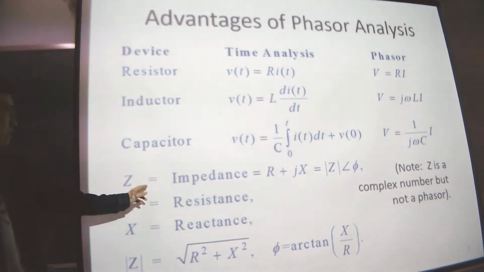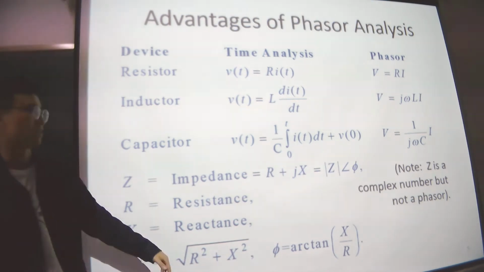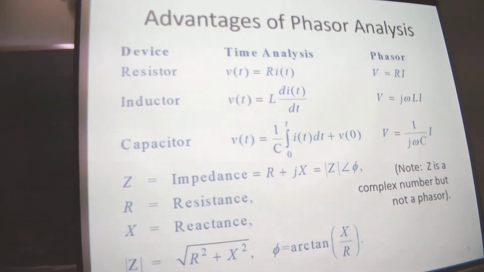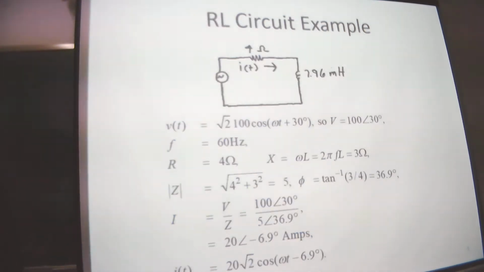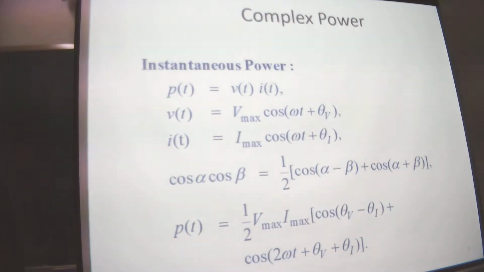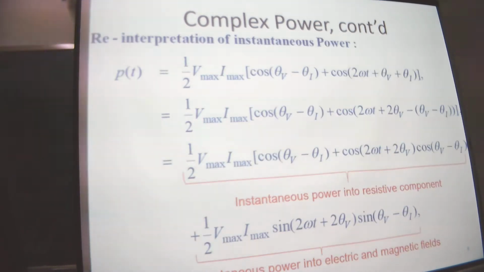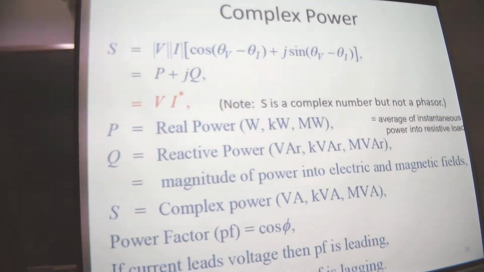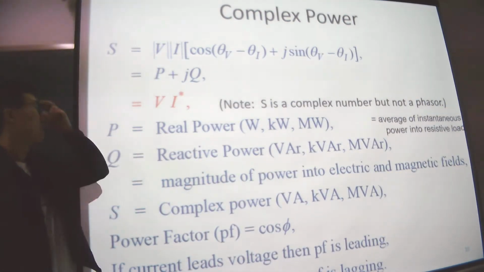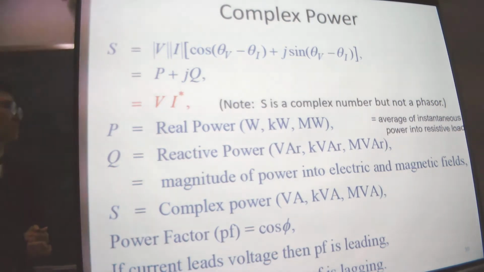Resistance and reactance. So these are the 3 major variables in these lectures in the phasor domain. So this is the example, we'll just go through. This is one of the most important variables in power system analysis, the complex power.